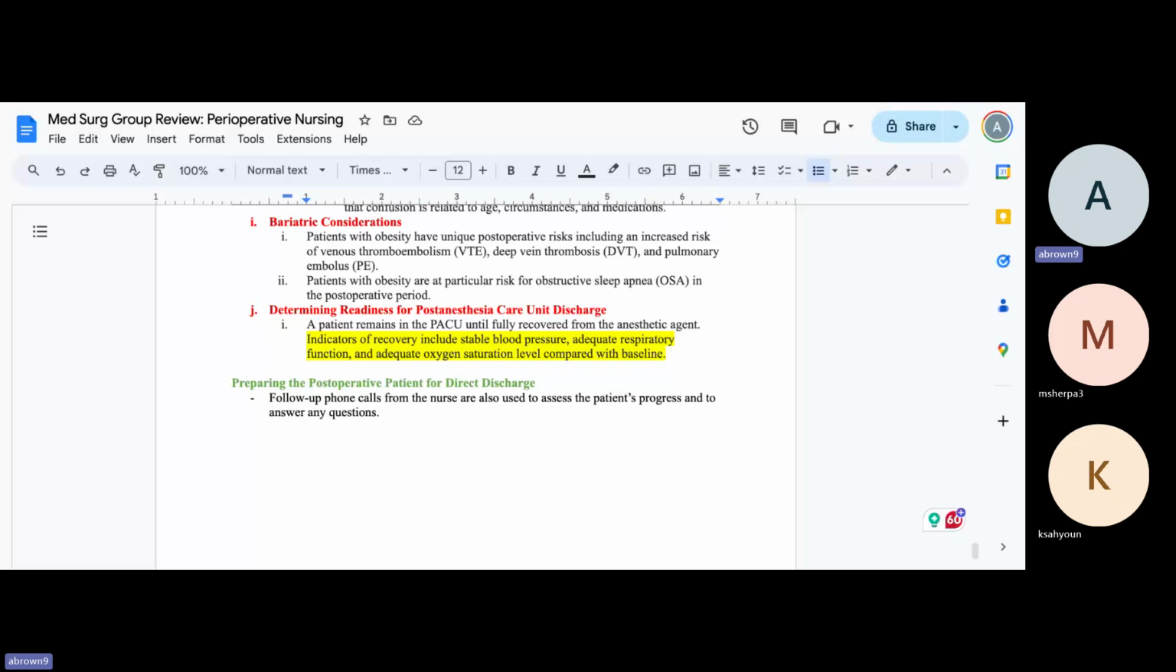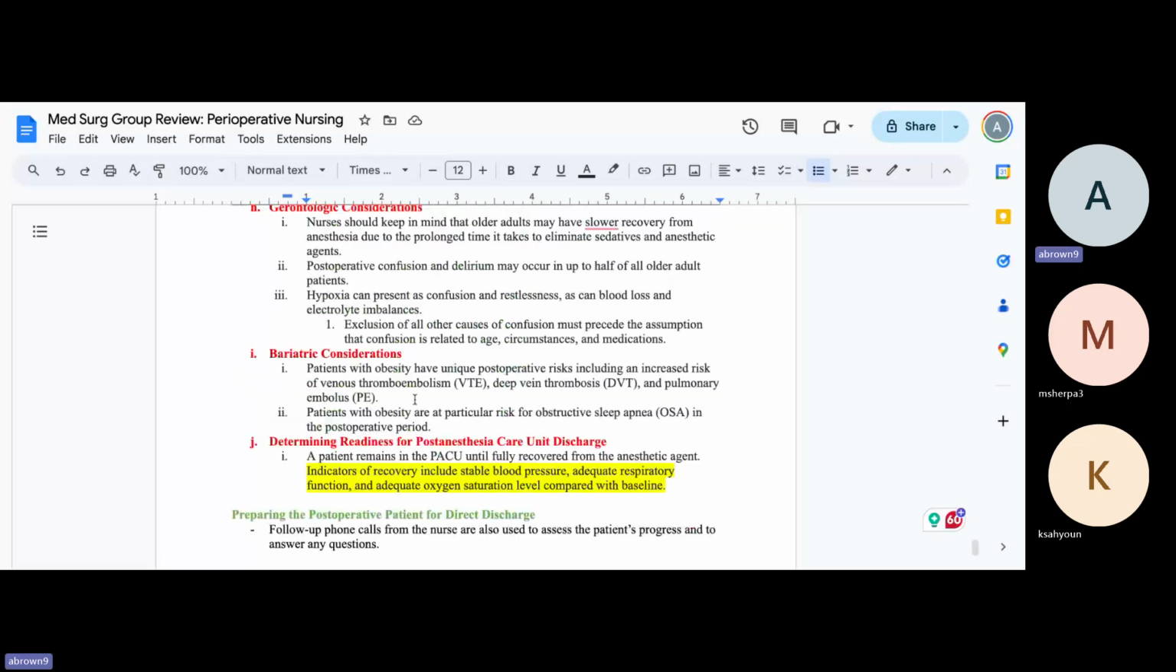And then preparing the postoperative patient for direct discharge. So you want to follow up on phone calls from the nurse or assess the patient's progress and answer any questions. So the patient gets discharged, but calling them about making sure everything's going well with them is important as well. All right, and I think that's all.